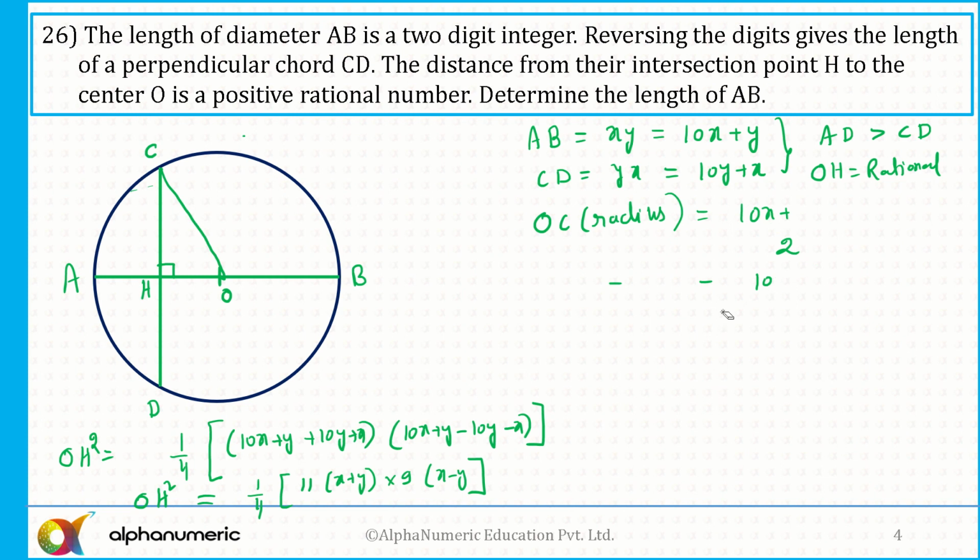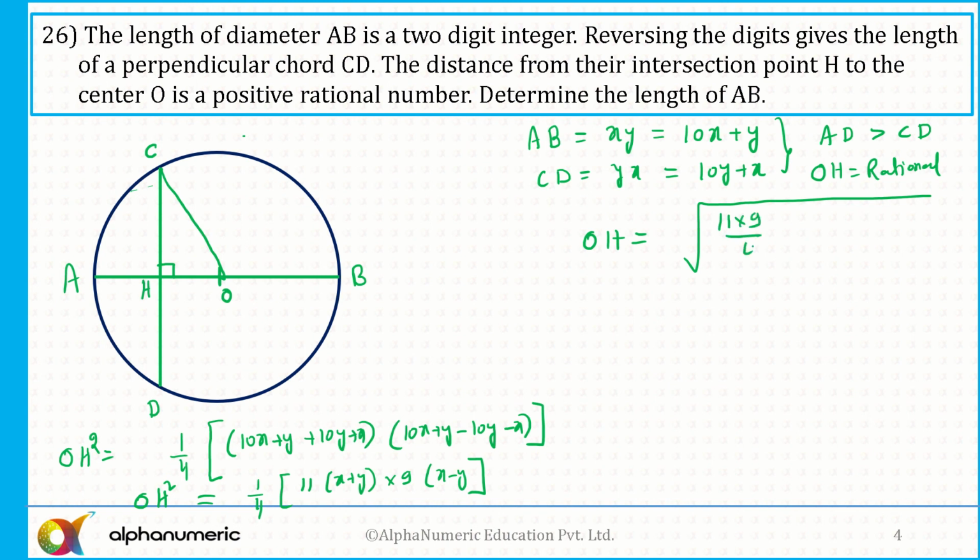Now, OH must be a rational number. So we need to simplify this equation, and OH has to be a rational number. So what is OH? OH is equal to the root of 11 into 9 by 4, which I can take out here, into (x plus y) into (x minus y). This comes out to be 3 by 2 into the root of 11 into (x plus y) into (x minus y).